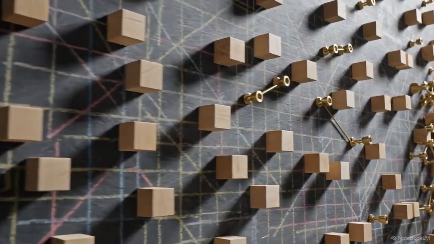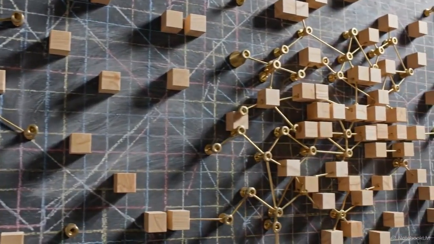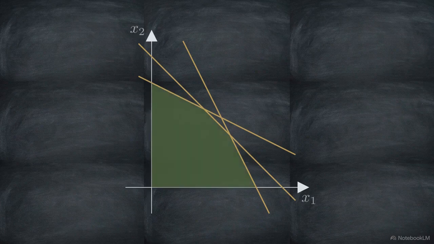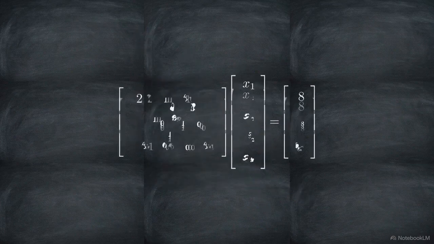We can only graph 2 variables at a time. Real-world optimization involves dozens of variables and hundreds of constraints. To scale this concept beyond a two-dimensional plane, we have to translate these geometric truths into high-dimensional matrix algebra.